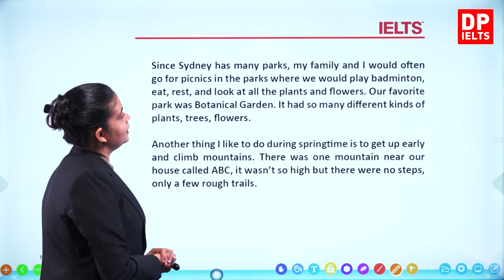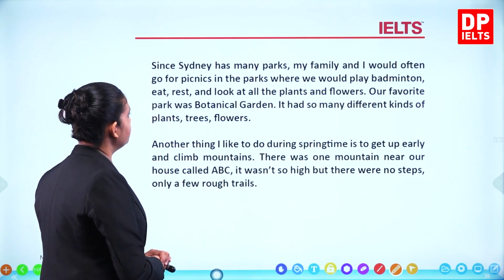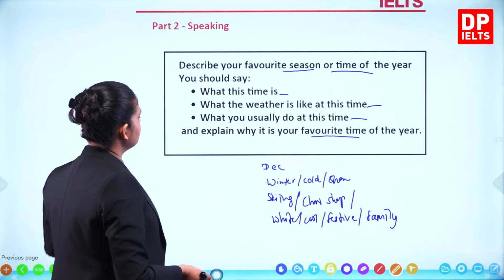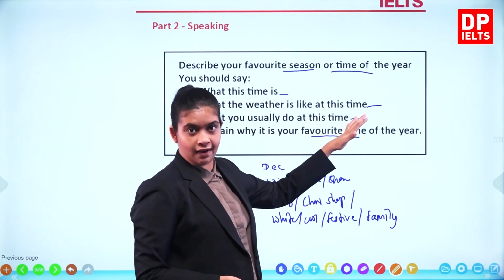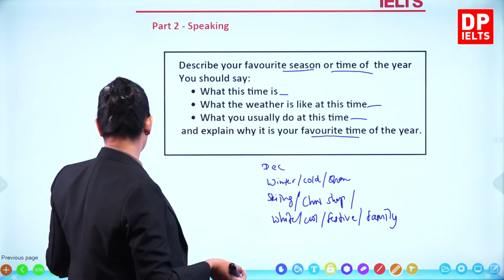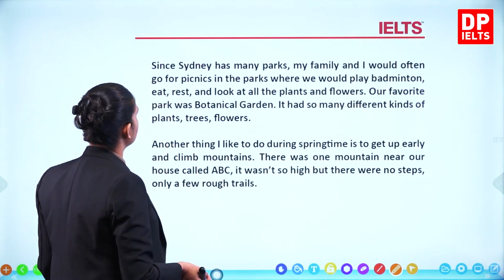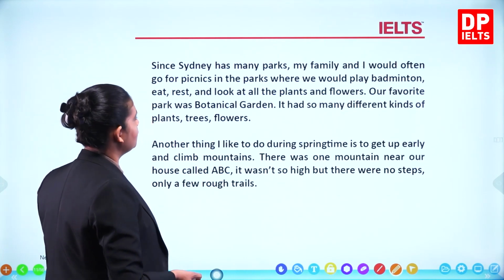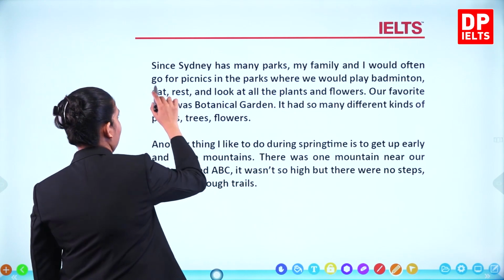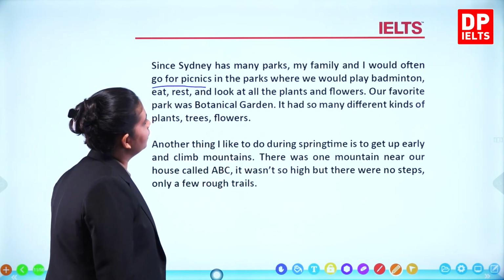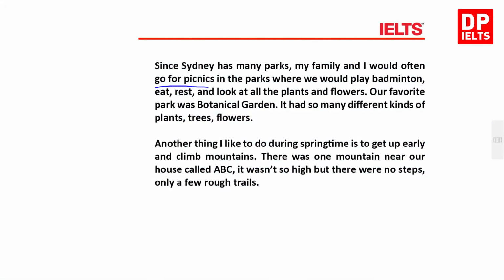Since Sydney has many parks, my family and I would often go for picnics in the park. So that is answering what the time is, what the weather is like. Now, getting to what we usually do during that time. So signposting is important, okay? Since Sydney has many parks, my family and I would often go for picnics, things that you would do. In the parks we could play badminton, eat, rest, and look at all the plants and flowers.